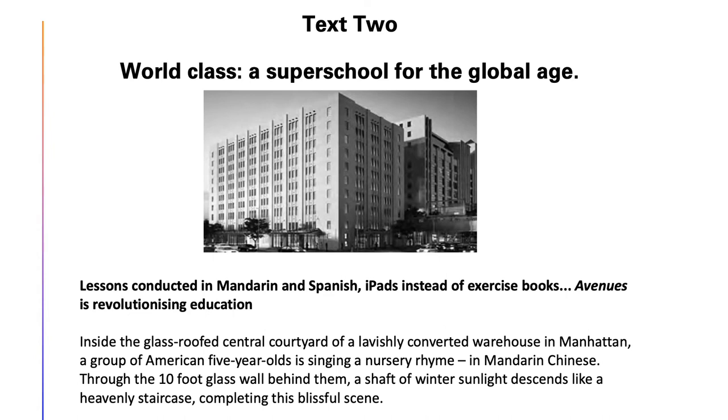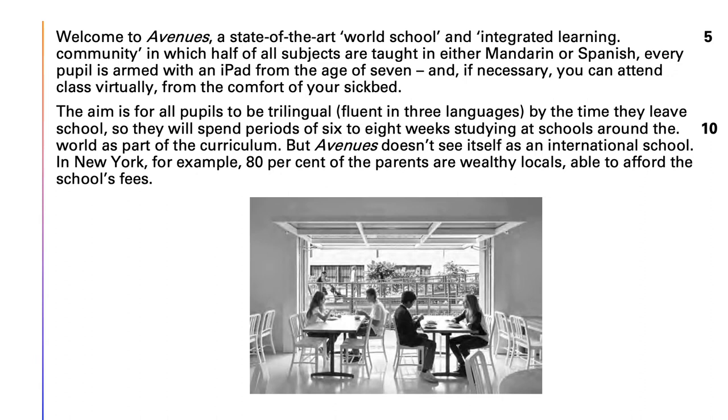Now let's move on to text 2. It's about a super school for the global age. Now let's skim the first paragraph. Now let's skim another 2 paragraphs, and you can have a look at the illustration. It shows the students are studious, not like the previous one. They are studious and they are doing some academic work here.